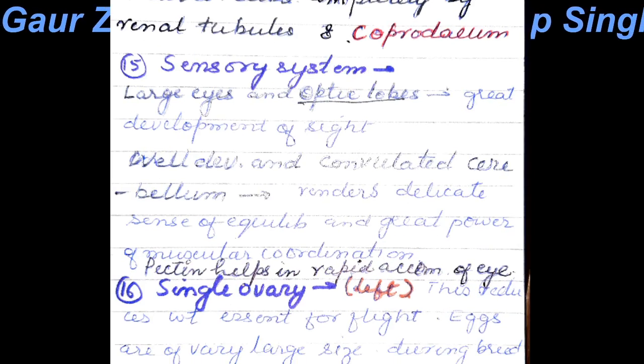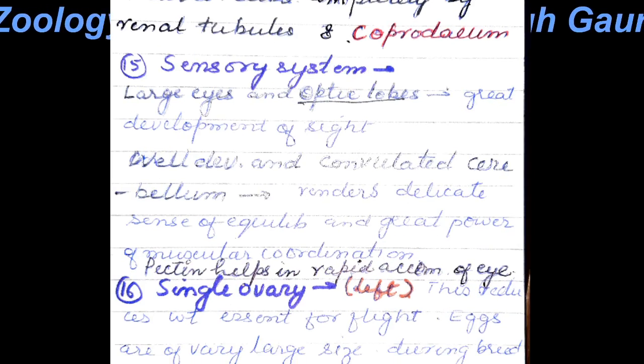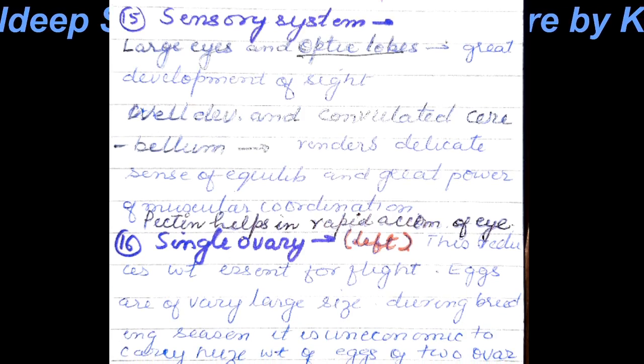And in the sensory systems, they have very large eyes and optic lobes, and this has enabled them to develop good sight. They have a well developed cerebellum, which renders a delicate sense of equilibrium and great power of muscular coordination, which is very important if you wish to take flight in the sky. The eyes of the birds have a pecten, which helps in rapid accommodation of the eye.